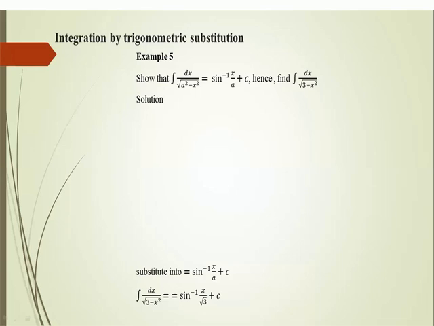Then if you remember from the trig identity that we did in SS1, it told us that cos squared theta plus sine squared theta equals 1. For us now to get this, take this one to the other side. We have cos squared theta equals 1 minus sine squared theta.